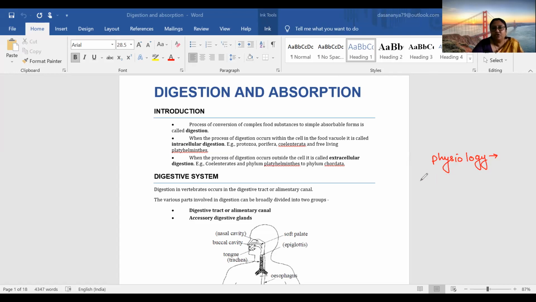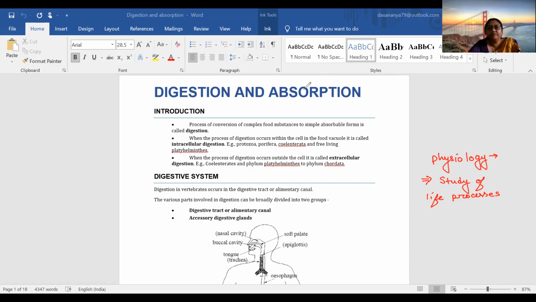So what do we mean by physiology? Physiology means the processes. So it is the study of the life processes. So what are life processes? You know that life processes are digestion, absorption, then circulation, respiration, excretion, locomotion, control and coordination. All these are different life processes.